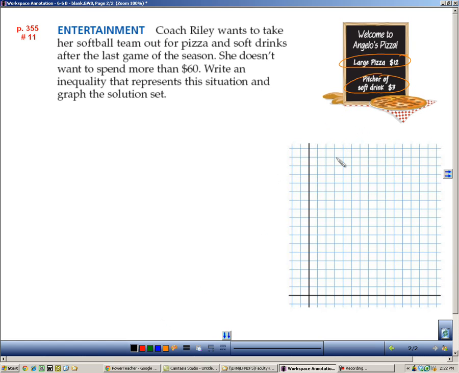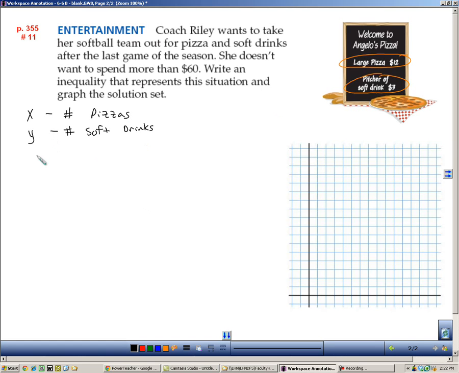Now, to me, that looks like how much each thing costs. And in here, we want to find how many pizzas she buys and then soft drinks, which means I'm going to let X be the number of pizzas and Y the number of soft drinks. Now let's write an inequality.